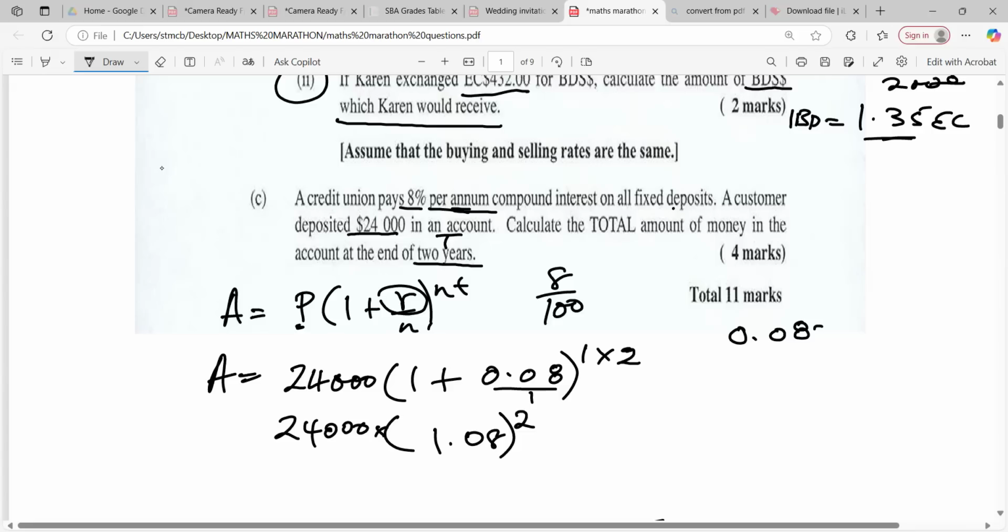Calculator, now give me this. I can't get the answer in my calculator. I'm going to do it the long way.